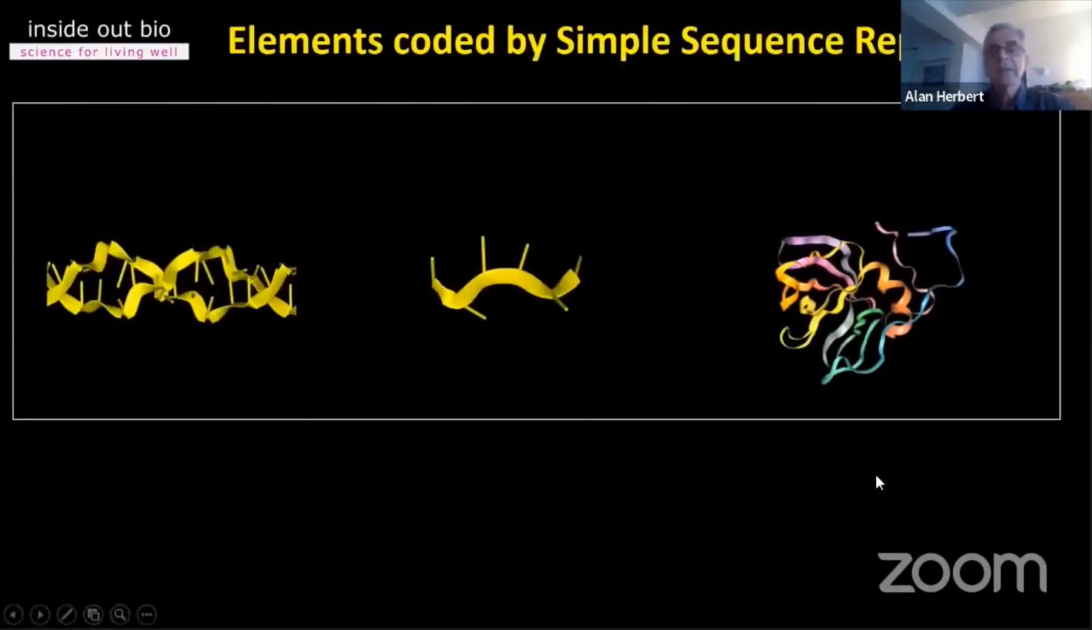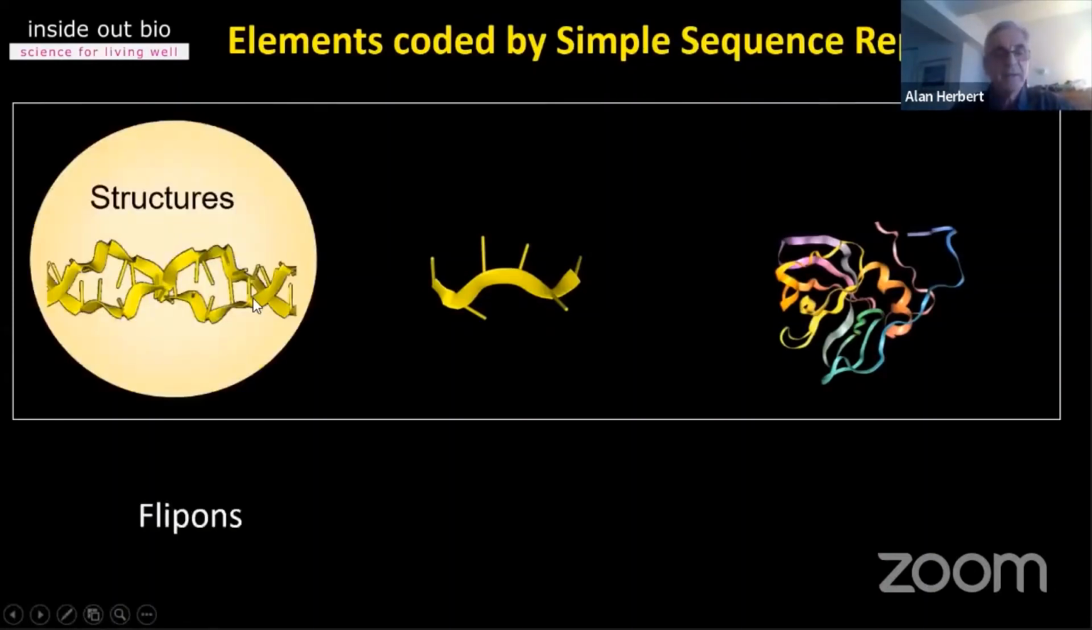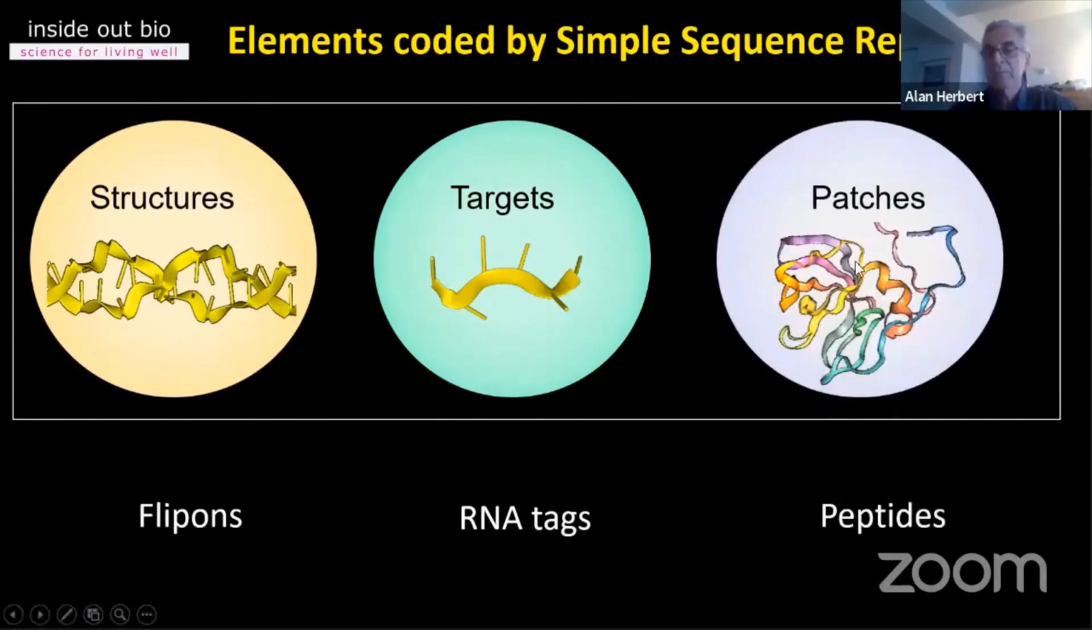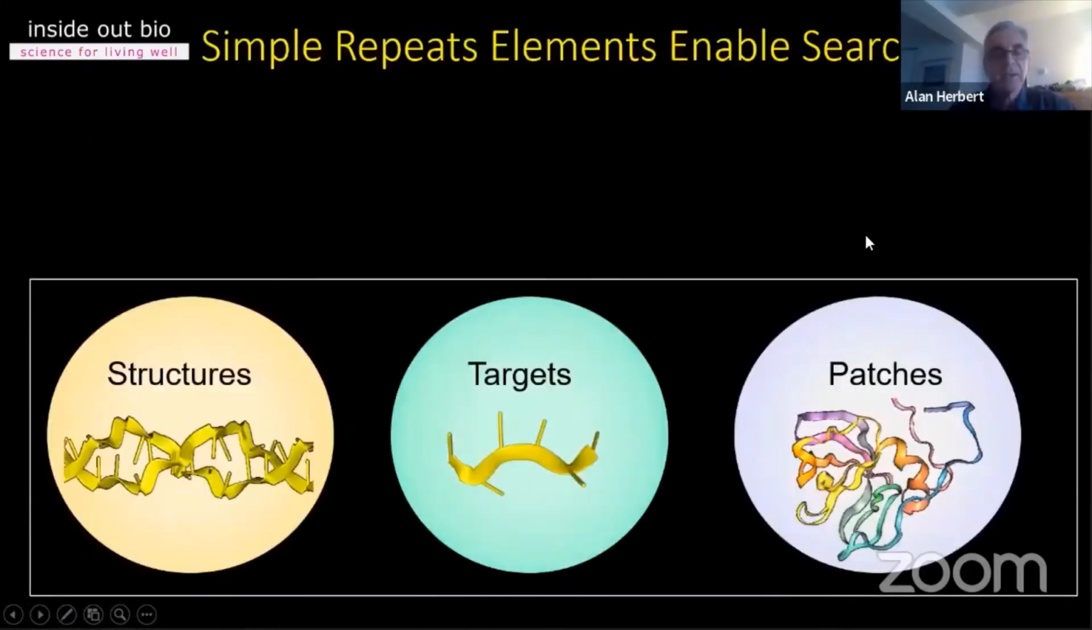And so these low complexity sequence repeats can make structures, as we've been talking about, that make Flipons. They can actually tag RNAs, so that you can tag a bunch of unrelated RNAs with the same particular low complexity sequence, so that they can be co-regulated. And they also encode peptide patches on proteins, and that can also help these proteins find other proteins that may be necessary to help assemble a biological machine.